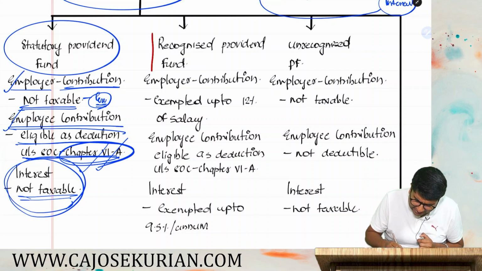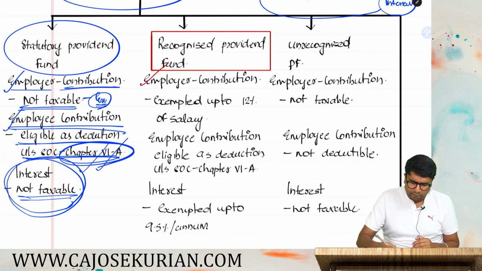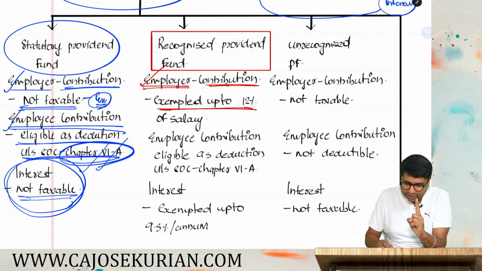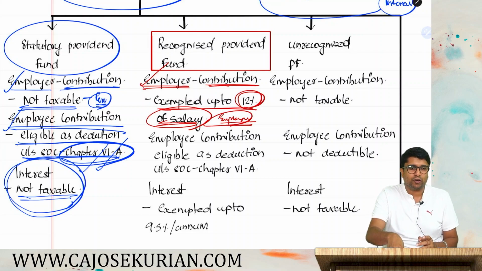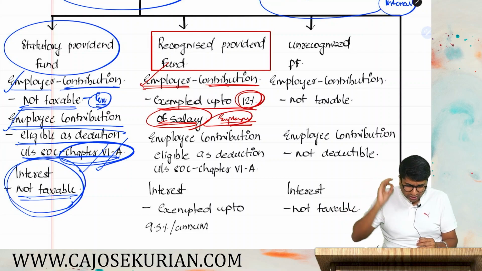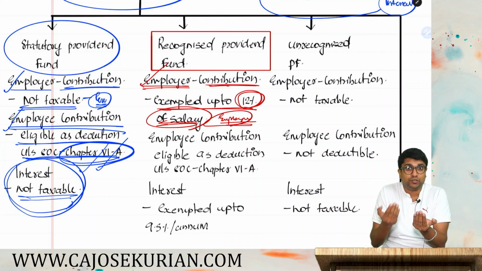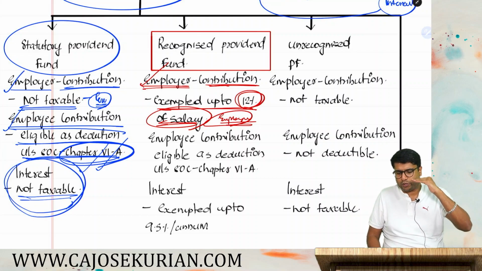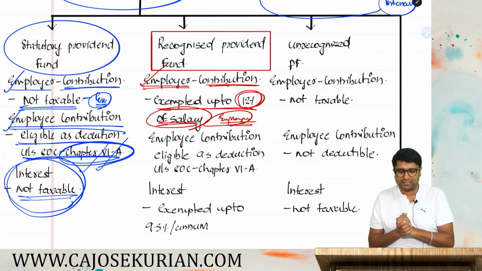Next one is the recognized provident fund, and let's understand what the treatment is according to the Income Tax Act 1961. When the employer is contributing something to a recognized provident fund, you can claim an exemption, but that exemption is limited to 12% of the salary of the employee. You cannot claim any blind exemption. When your employer contributes something to a recognized provident fund for your benefit, you are getting a benefit, but the entire contribution shall not be exempted. Up to 12% of salary shall be exempted. Only the excess contribution shall be taxable in accordance with the Income Tax Act 1961.